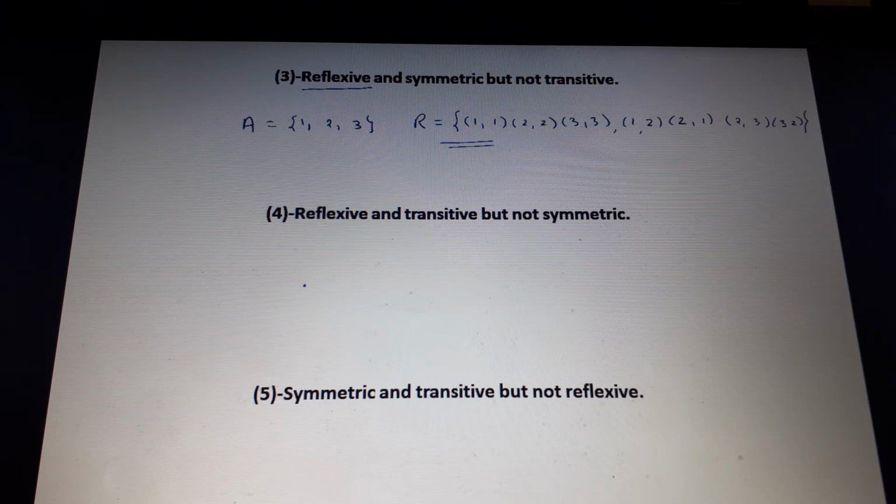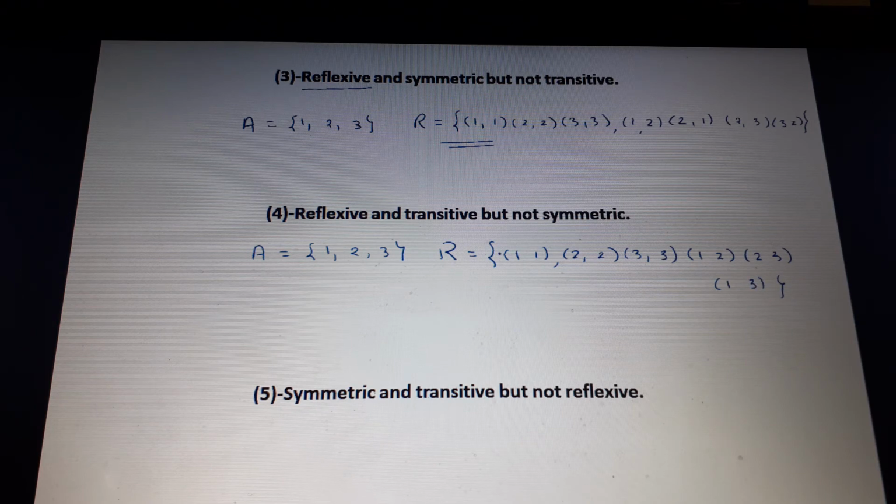And the next one is we want reflexive and transitive but not symmetric. It should be reflexive. Therefore, let me take A equal to {1, 2, 3}, then R equal to. The first condition is reflexive, so I have no choice. Therefore, I have to write (1,1), (2,2), (3,3). Then let me add (1,2), because I want to make it transitive. Then I will take (2,3), then (1,3).